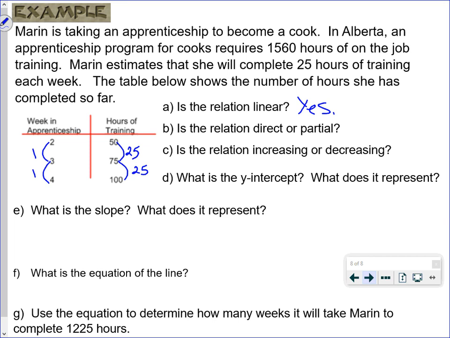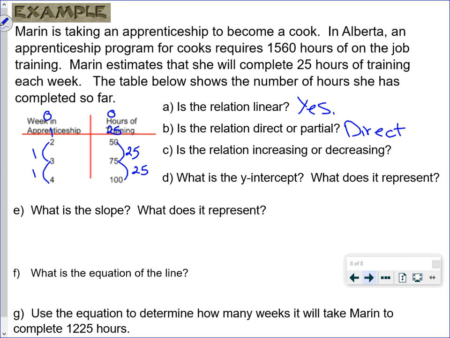Is this relation direct or partial? For direct or partial, we have to determine whether it goes through the origin of 0, 0. So we have to create a couple more values. If it was week 1, we would decrease the hours of training by 25. And in week 0, decrease the hours of training by 25 again. So in week 0, she would have 0 hours of training, which makes sense. So this will be a direct variation because it goes through the point 0, 0.